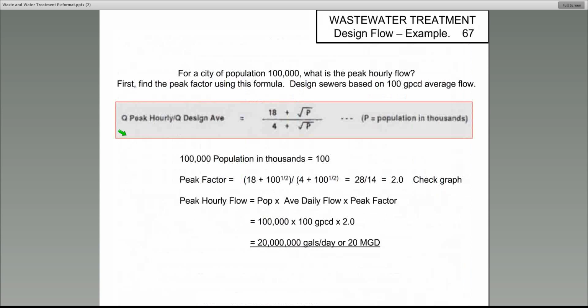Okay, now to calculate the peak hourly flow, first of all, you have to calculate the average flow, and the average flow is the population times the average daily flow. We use the average daily flow of 100, so 100,000 times 100, and then times the peak factor that we got off the graph or from the formula, and you get 20 million gallons per day, or 20 MGD.